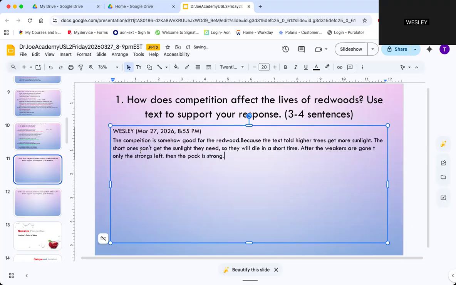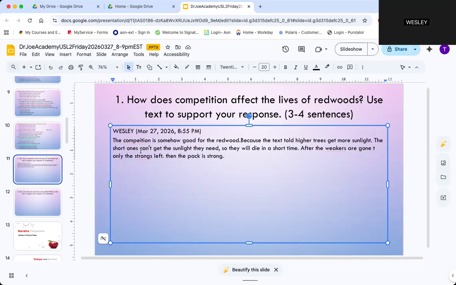Can you read this for me? The competition is somehow good for the redwood because the text told higher trees get more sunlight. The short ones can't get the sunlight they need, so will die in a short time. After the weakers are gone, there are only the strong left. Then the pack is strong.